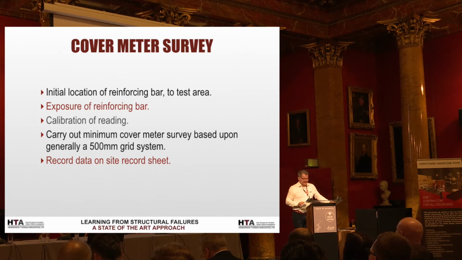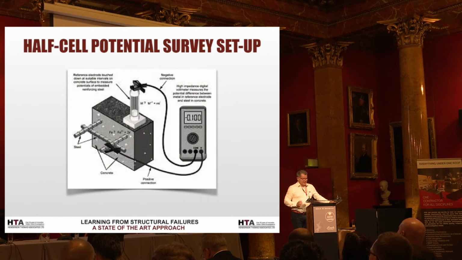Once we've done the cover meter survey, we've obviously exposed the bar, we then need to do a half cell potential survey. Half cell potential is an indication of the risk of corrosion of the bar embedded in the concrete. And obviously we've only exposed a 2-inch section of bar, you've got another 2-meter square panel to have a look at. This is very much a generic setup of how we take the test.